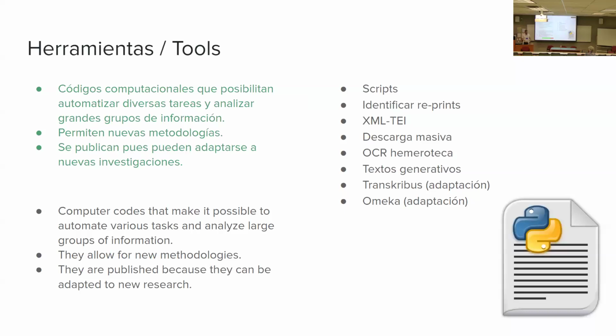We all know, like computing codes, scripts that make it possible to automate various tasks and analyze large groups of information. They allow for new methodologies, and they are functional because they can be adapted to new research. Next, we have digital editions.